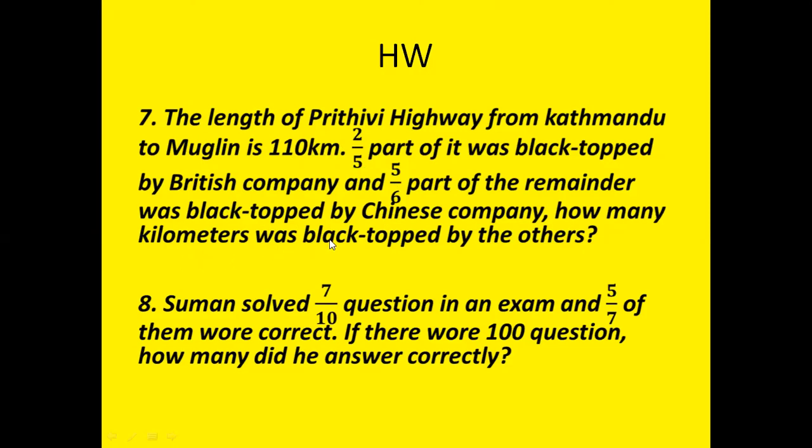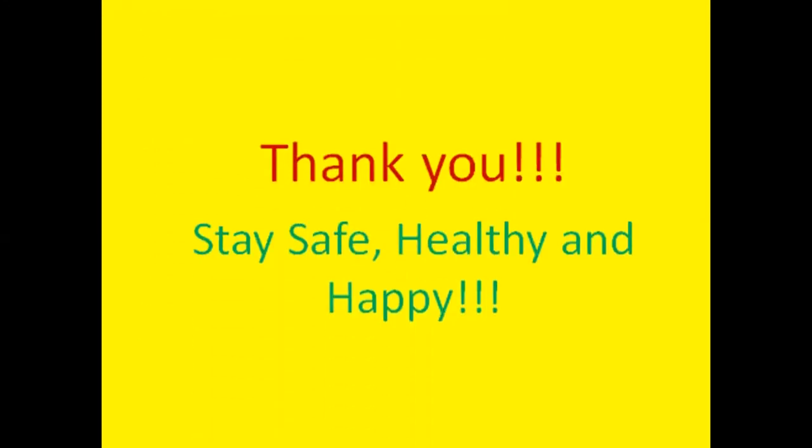Then we can find out how many kilometers were blacktopped by the others. Other means we have to subtract now: 110 minus blacktopped by the British company minus blacktopped by the Chinese company. Then the remaining kilometers will come. That is blacktopped by other companies. I hope you can do it easily.